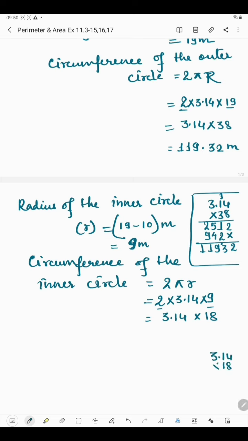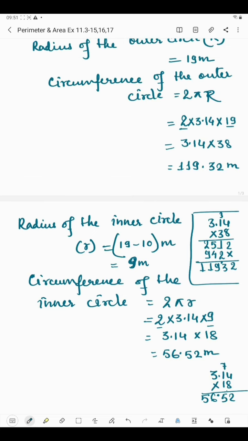3.14 multiplied by 18. Now 18 fours are 72, 7 carry. Now 18 ones are 18, 18 plus 7 is 25, 5 write, 2 carry. 18 threes are 54, 54 plus 2 is 56. Now we will have to put the point. The point is after 2 places. So it's 56.52 meter, which is the circumference of the inner circle. This was question number 15.